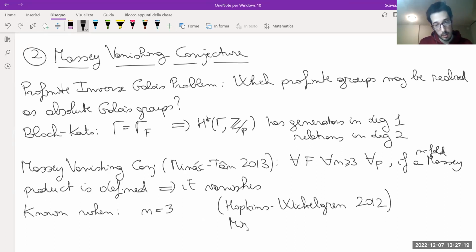And then subsequently Mináč and Tân, and then Efrat and Matzri, essentially simultaneously, did the rest. So they did the case when n is still 3, but the field and the prime are arbitrary. There's a number of works.